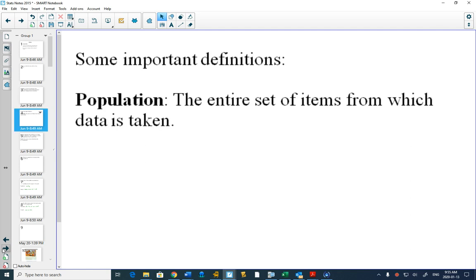Population. Our population is the entire set of data that you're trying to figure out. So if I wanted to figure out the results of what students in our school think, then my population is the whole school. If I want to find out what Winnipeggers think, then the population is all of Winnipeg. So depending on what you're trying to find out, your population, the entire set of items which data is taken, could be different.